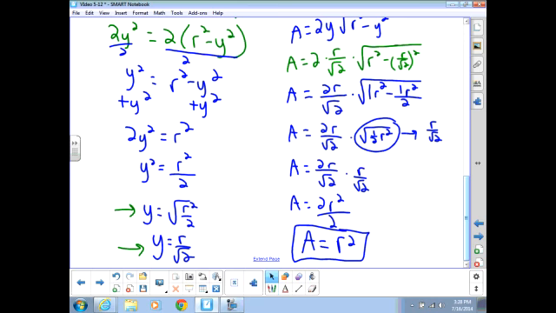Again, r was a constant. It was some given number. Because it was constant, when we went through and took the derivative, we had to treat it like a constant. A derivative of an r would just be 0. And in the end, our area is whatever r was squared.